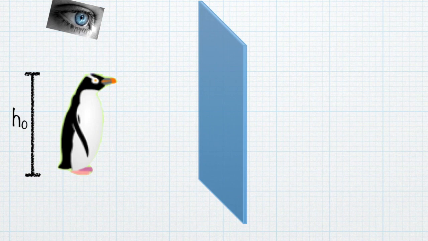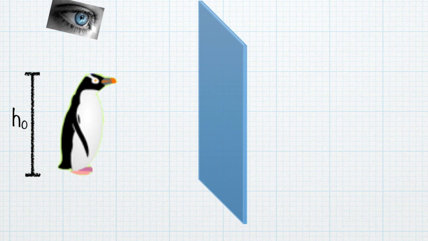Here we have a flat planar mirror and a penguin that's looking in the mirror, and that eye up top is your eye. So what we're going to do is figure out what image you're going to see in the mirror. You're going to see an image of a penguin, and we're going to use ray tracing to figure out what that image is going to look like.